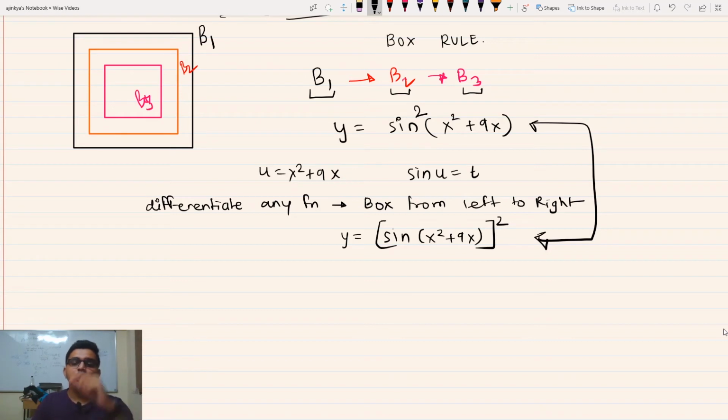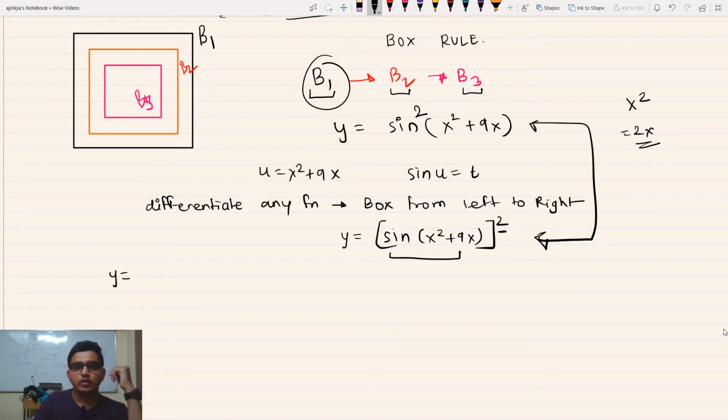So now let's take the outermost box. What is it? It is something raised to 2, and we know that the differentiation of anything raised to 2, like x squared, will be 2x. So y is equal to, when you open the first box, it is going to be multiplication after that. So it is 2 times whatever is inside the box, you write as it is, sine of x square plus 9x. Then you multiply and go inside the other box.